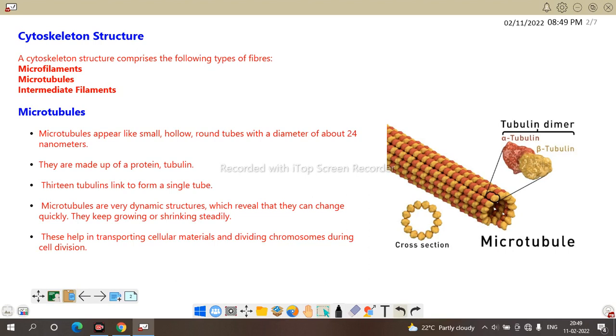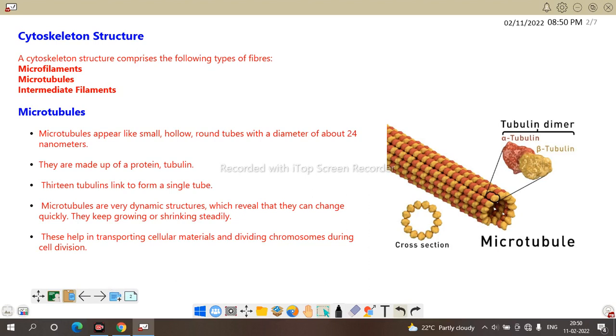The protein in microtubule is tubulin, and the microtubule is made up of two types of tubulin protein, that is alpha tubulin and beta tubulin. Here in the display image, the yellow tubes are alpha tubulin, and the reddish part is the beta tubulin. Microtubules are very dynamic structures, which means they can change quickly. They keep growing or shrinking steadily. They help in transporting cellular materials and dividing chromosomes during cell division.